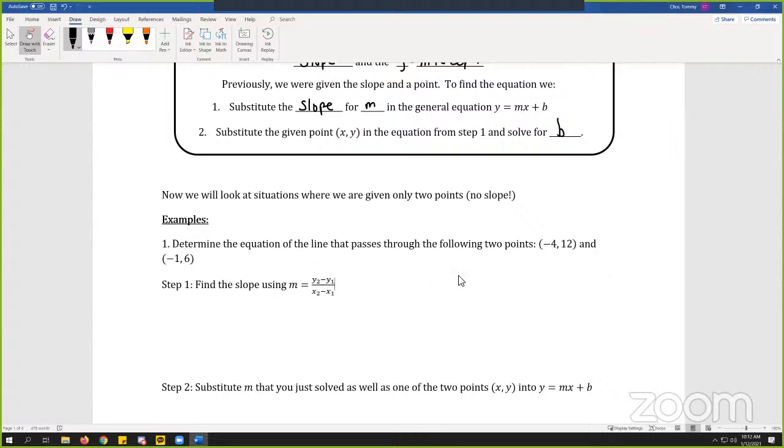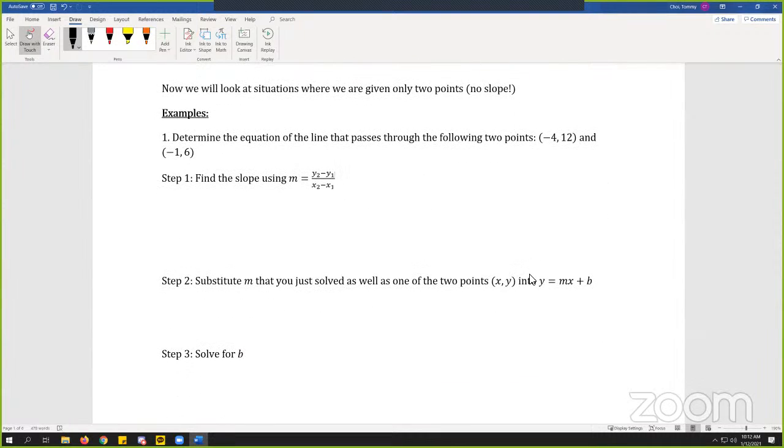So number 1, determine the equation of the line that passes through these 2 points. So let's look at the steps that we have to go through here. Step 1, use the slope formula to solve for the slope. Okay, that's all right. I'm glad you're back. So you have your 2 points here. So our first point, negative 4, 12, sorry. So x1 is negative 4, y1 is 12. The second point is negative 1, 6. X2 is negative 1, y2 is 6.